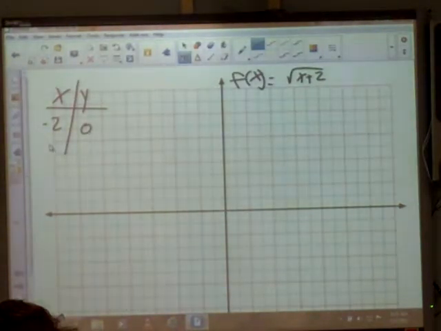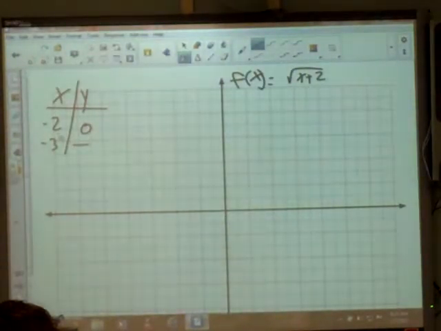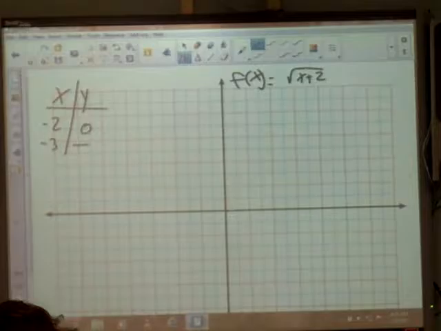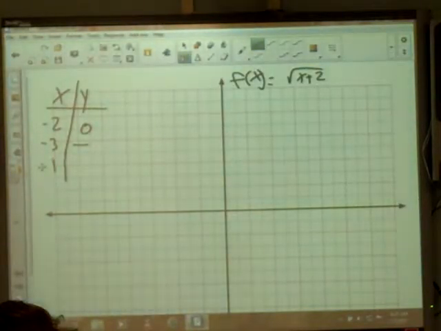Okay, what happens if I plug a negative 3 in for the x? Negative 3 plus 2 is negative 1. What's the square root of negative 1? Isn't it i? It's i. It's imaginary, so I can't have anything to go with negative 3. So that means the smaller I go, if I plug a negative 4 in, that's also going to be an i. So I can't have anything smaller than negative 2. So now I'll go the other way.